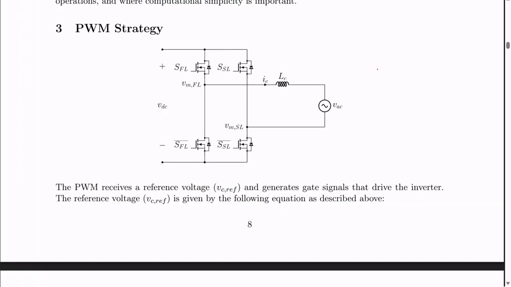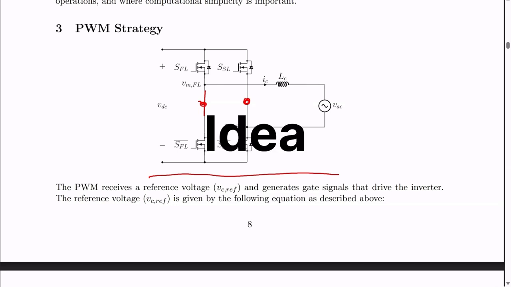In this video, I will show you how the fast and slow leg PWM works. So you can see that this is an inverter. We have two legs. This is the fast leg, and then this is the slow leg. The idea of the fast and slow leg is that this leg switches with the switching frequency, while this leg switches with the fundamental frequency of the AC voltage.